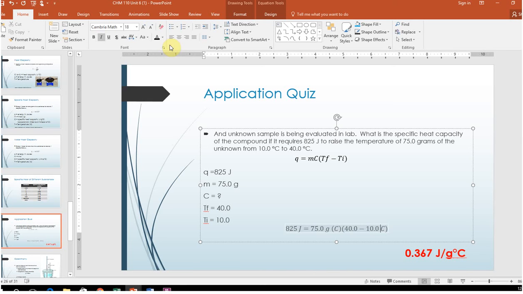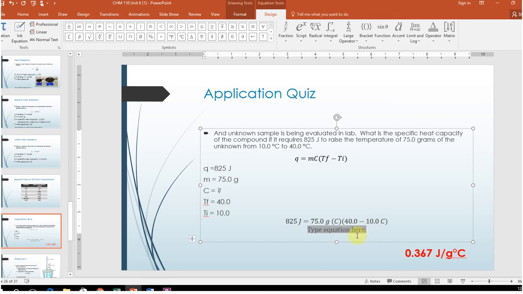Now, personally, I kind of want to simplify this. And so what I'm going to do is I'm going to go ahead and multiply 40 minus 10 and then multiply by 75. And what that's really going to give me is, oh my goodness, 825 joules on one side is equal to 2250. And this is grams times degrees Celsius. And then that is multiplied by the specific heat capacity. Okay? Now, where's my equals? I really need a new stylus.